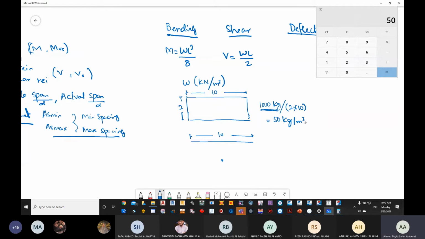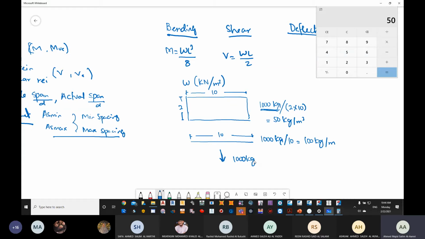Now what about in terms of a beam? In terms of a beam, it is 1000 kilogram, but now it's divided by a line, and the line is 10. So now it's going to give you 100 kilogram per meter. Now in case of a column, or in case of a point load, it will not be divided by anything. So it is more concentrated. So it will give you 1000 kilograms directly.